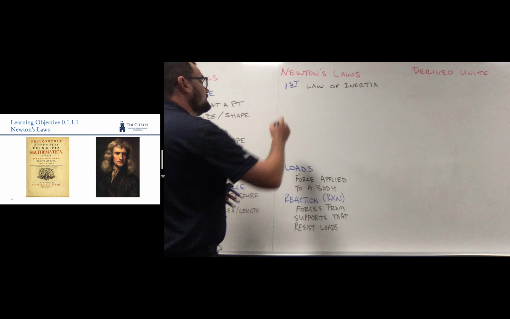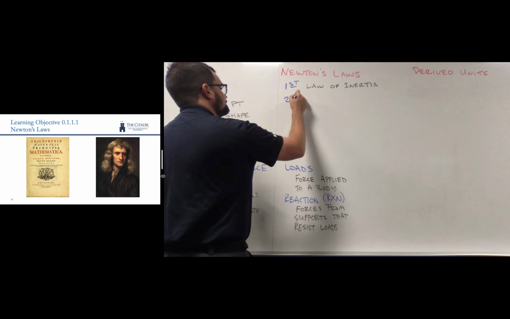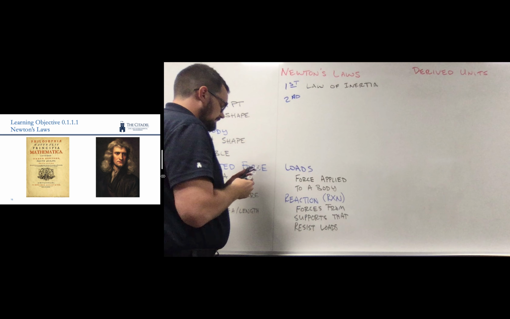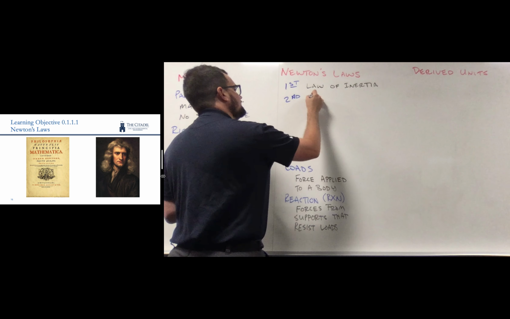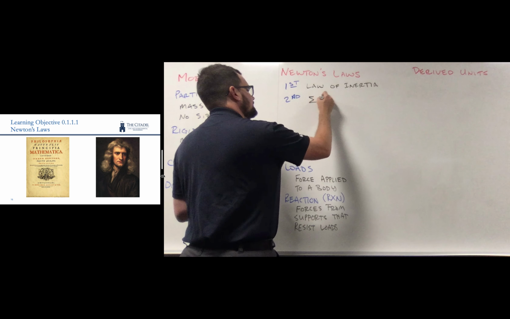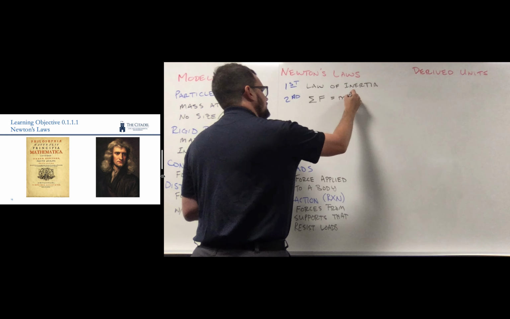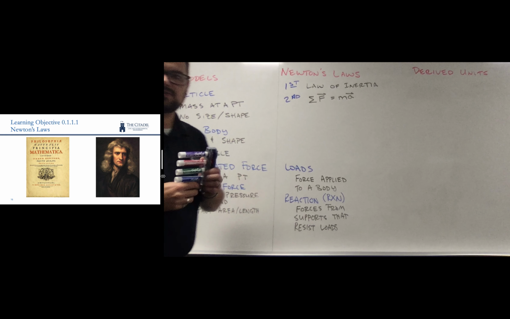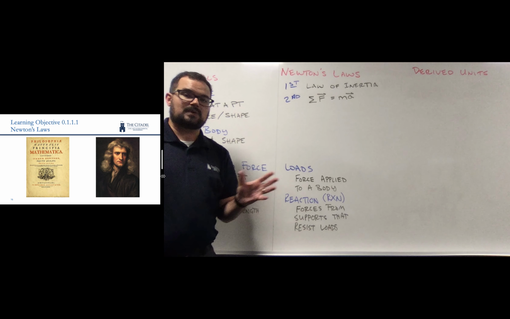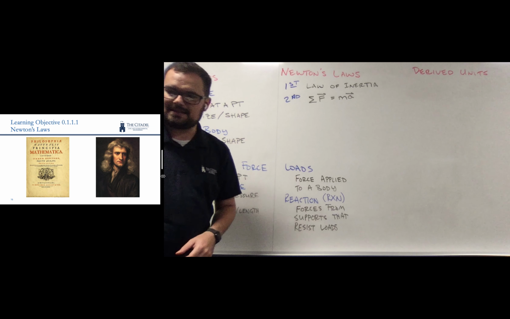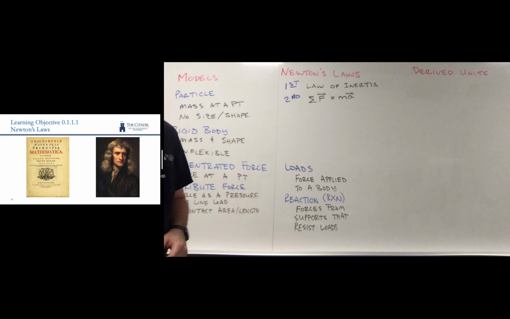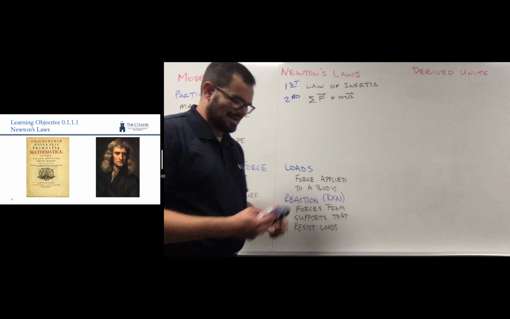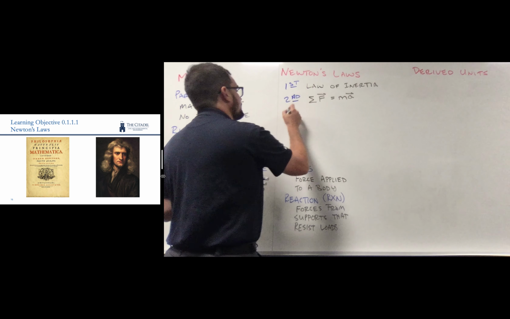Newton's second law says that the sum of the forces is equal to the mass times acceleration. This uses vector quantities, hence those little hats. If you're not sure what that is yet, don't worry about it. We'll get there. But we're going to say sum of the forces equals mass times acceleration. This is what you're going to spend a lot of time studying in dynamics, Newton's second law.